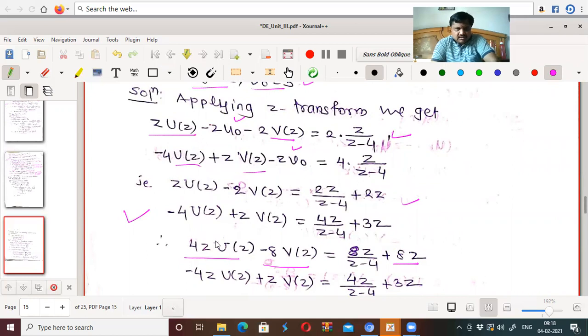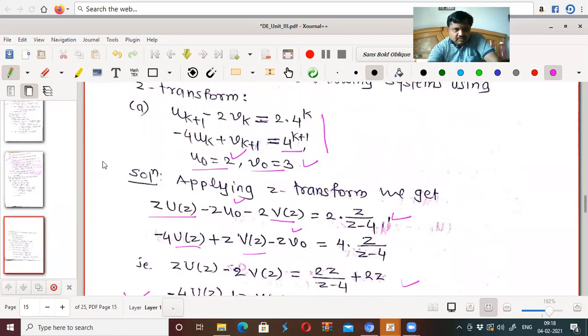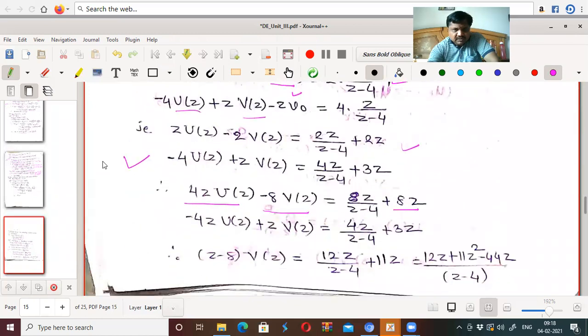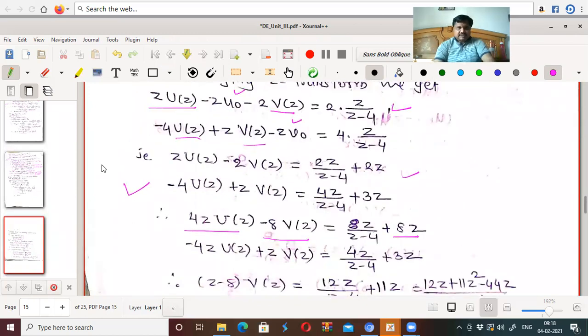Yes, 4z u of z minus 8v of z equal to 8z upon z minus 4 plus 8z minus 4 z u of z plus z v of z. Is it 4z u of z somewhere? No, it was 4 u of z. Okay. Yes.